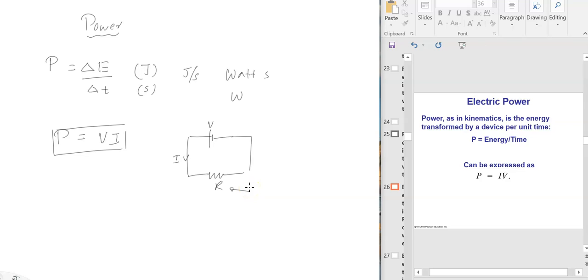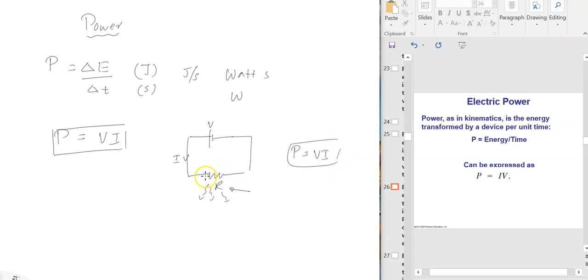It could be a light bulb emitting light. It could be an electric heater emitting heat energy, or some kind of machine that rotates like a household blender or something, a microwave. It could be anything. So the amount of joules it releases, the amount of energy it releases per time, is given as the power output of the device. So to find the power, we simply multiply voltage and current.